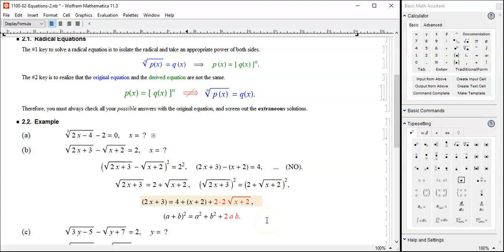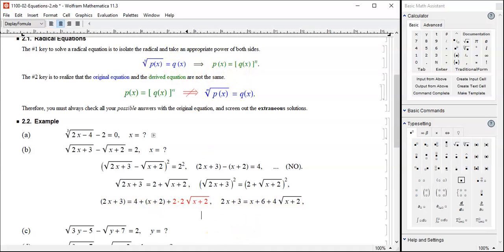Ready? Okay, let's continue working on it. 2x plus 3 is equal to, let's simplify this. X plus 2 plus 4 is 6 plus 4 square root of x plus 2. That's what we have so far. And then the key was isolate the radical and take the power. So that's what we will do.